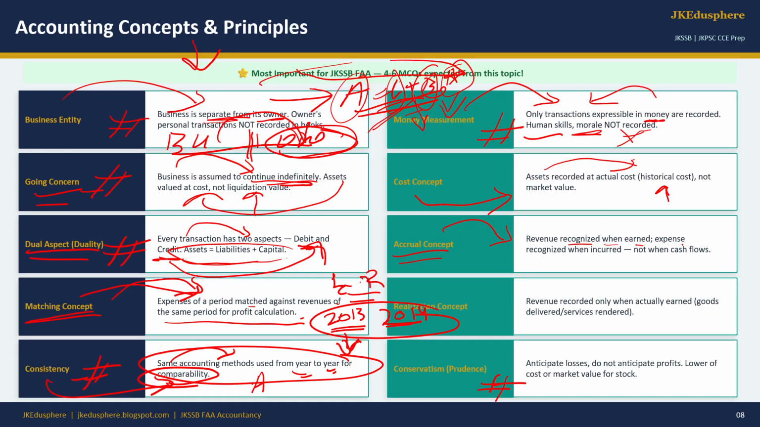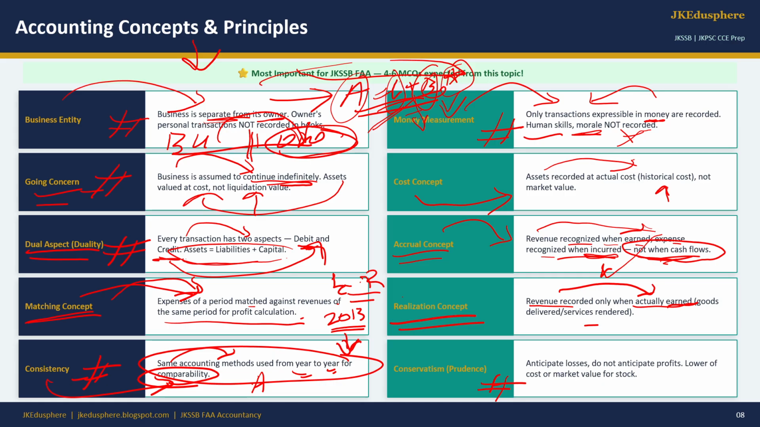So next part is accrual concept. Revenue recognized when earned, expense recognized when incurred. Alright, not when cash flows. Just remember this: revenue when earned, expense when incurred, not when cash flows. So the next part is realization concept. Revenue recorded only when earned. Alright, revenue is recorded only when earned. That is known as realization concept.